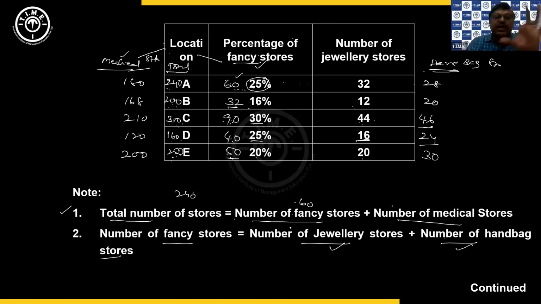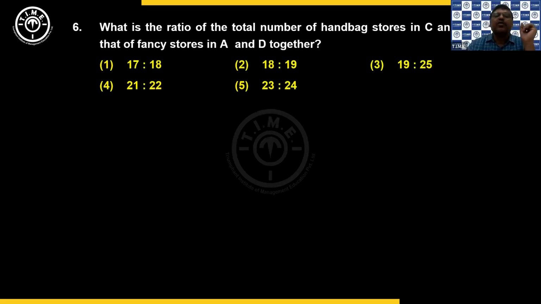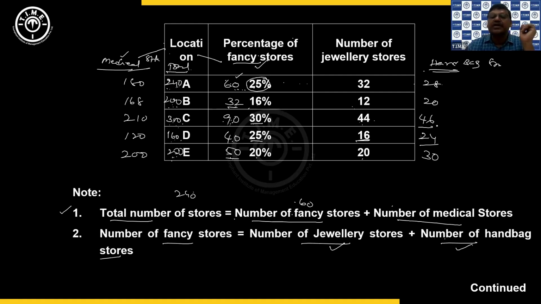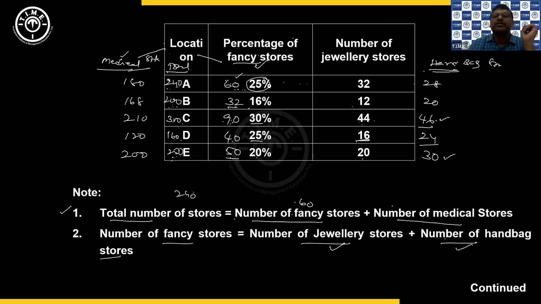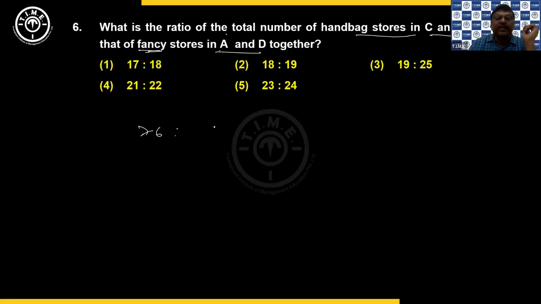So now students, take this particular screenshot. We'll be requiring this data. Let's see the first question. What is the ratio of the total number of handbag stores in C and E together to fancy stores in A and D together? Handbag stores in C is 46 and E is 30. 46 plus 30, 76 are the handbag stores. Fancy stores in A is 60, D is 40. 60 plus 40, 100. 76 is to 100, which reduces by 4 to 19 is to 25.